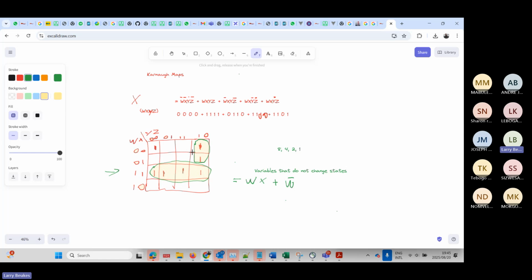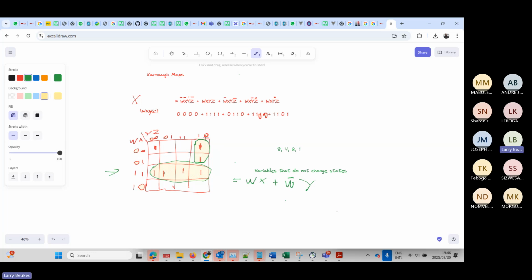Okay, now let's move to Y and Z. The value of Y in this group consists of only one column. In this group, the value of Y is 1. And the value of Y will always remain 1. It will not change at any cost. So we take it because it does not change states. So we take Y as it is.